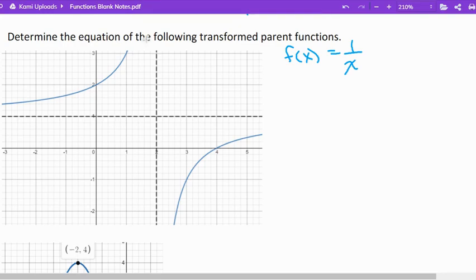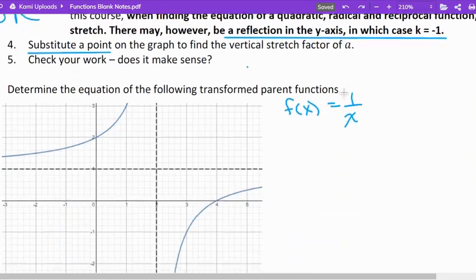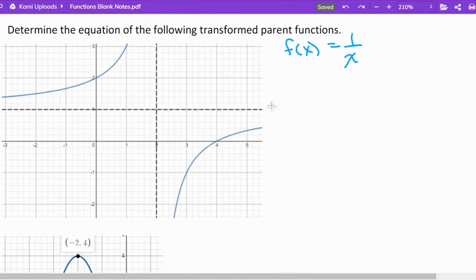Okay. Next, what's next? Oh, now we need to find the translations. And for the reciprocal function, it tells us to look at the locations of the asymptotes. Okay. So let's find out what the asymptotes are.